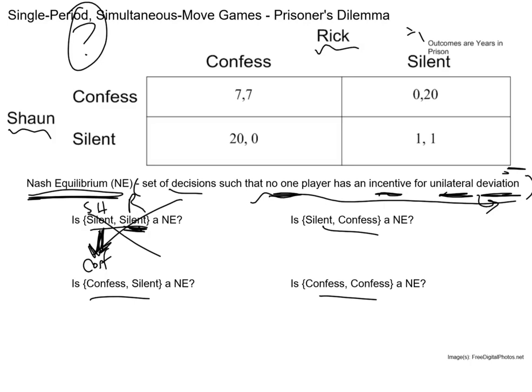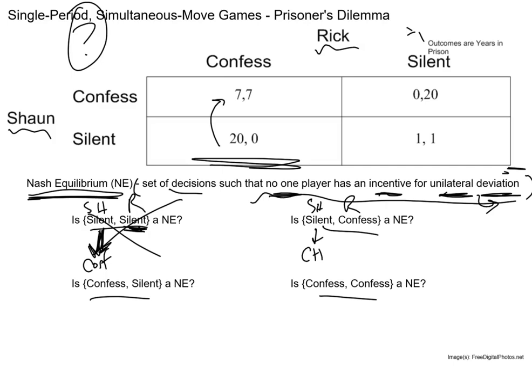All right, so let's consider the next one. Again, Sean's the first, Rick's the second. Where is this combination located? Sean silent, Rick confess. This is the bottom left. Would anybody want to change their mind unilaterally? If Sean is doing silent, would he want to change to confess?